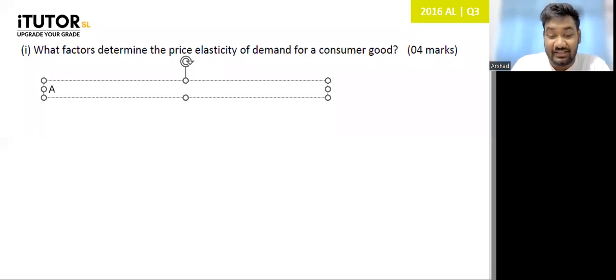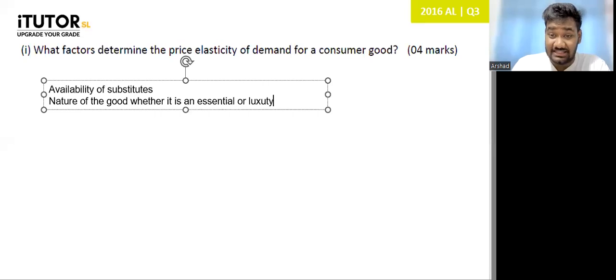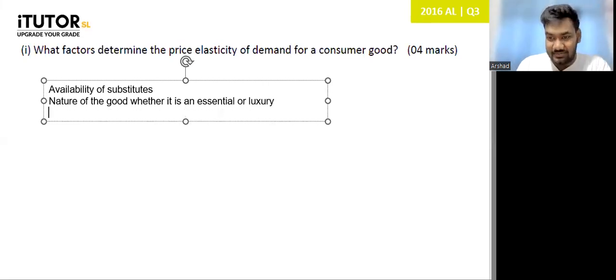You can have the availability of substitutes. Correct. Nature of the good. Right. So nature of the good, whether it is an essential or luxury. You need to be more clear there. You can't just say nature. Okay, you can give that. Then what else? The percentage of income spent on the good. Correct.